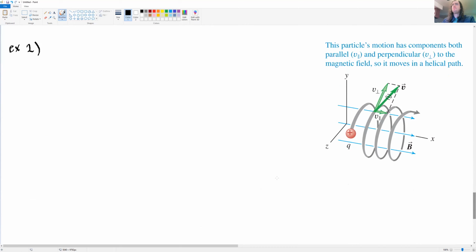So here's the example. I'll go ahead and write down the information that we need while you guys are copying down the figure. Basically what we have is a situation where the velocity has a parallel component to the magnetic field. So the velocity is in the direction of the magnetic field, but there's also a perpendicular component. And so what happens is that the particle spirals about the magnetic field. You can see that in this image here. So we have a helical motion for the charged particle. Okay, let me go ahead and get the information for this problem.